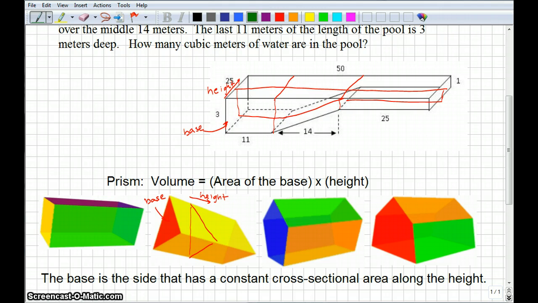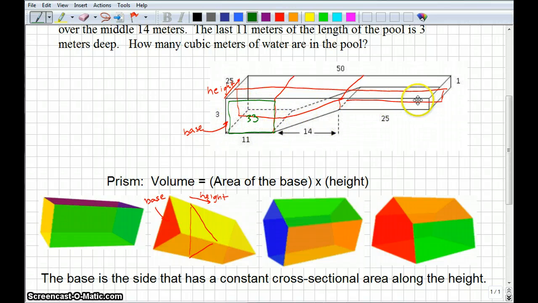So here we have this, and we do have to break it up too, because it's a lot easier to calculate. It's really easy to calculate this rectangle here. You know that the area of this rectangle right here, this portion of the base, is going to be 33 square meters, because it's 11 times 3, right?